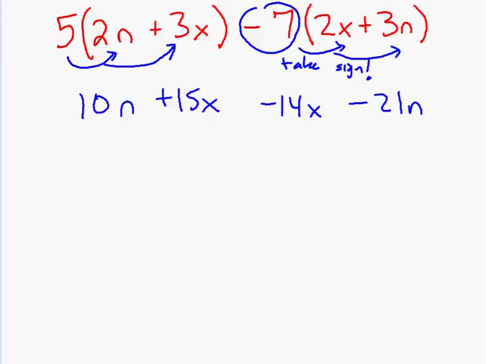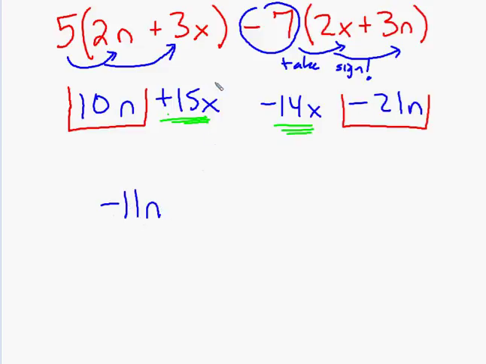And notice what's like. I'll use colors. The 10n and the negative 21n. See, I take that sign with it. And 15x and negative 14x. So now I just combine them. Well, what is 10 minus 21? Negative 11. And what is 15 minus 14? 1. So just x. So plus x. I want that plus sign there because I don't want to switch to multiplication, and I'm done.